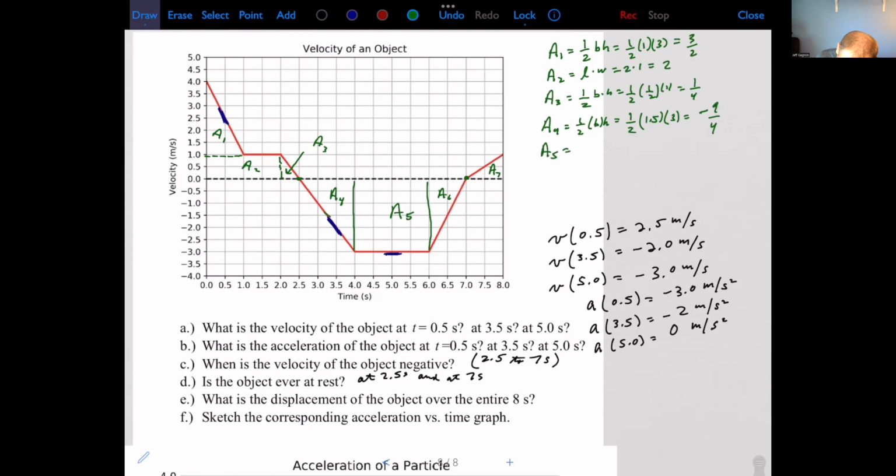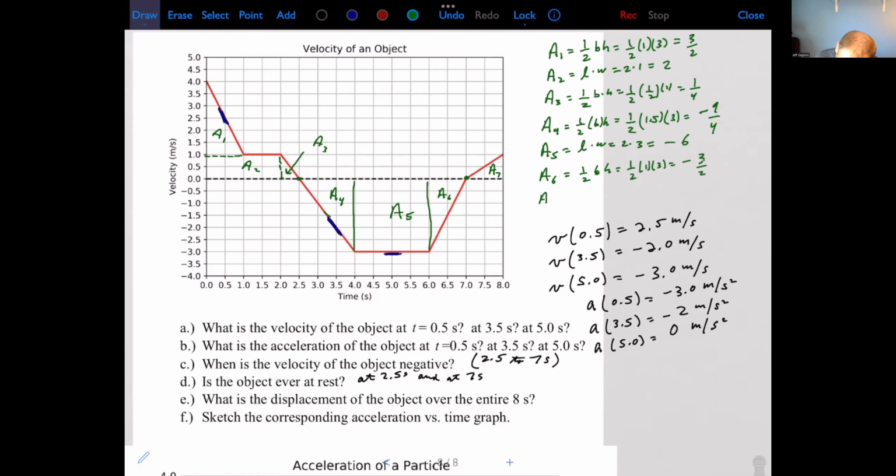A5 is just this rectangle here. So the base is 2, the height is 3, so it's like 6, but also negative. Base times width, so 2 times 3, which is 6, but it's going to be negative. A6 is 1/2 base times height. So it looks like 1/2 times the base. It's going from 6 to 7, so that's 1, and the height is 3. Again, it's negative, so it's negative 3/2.